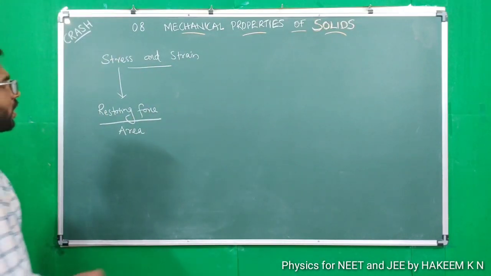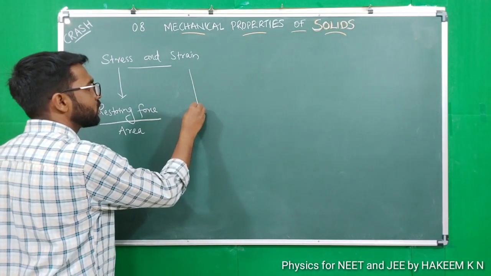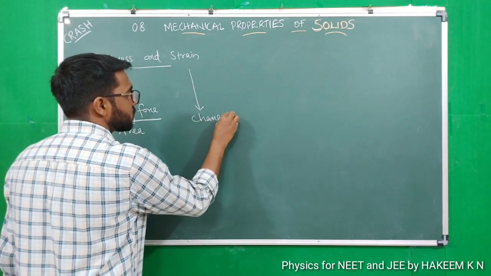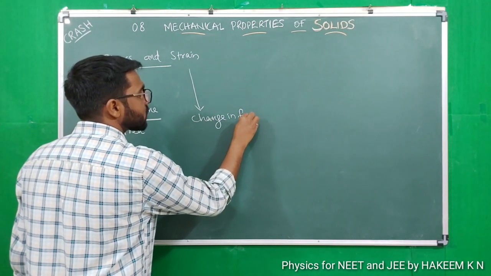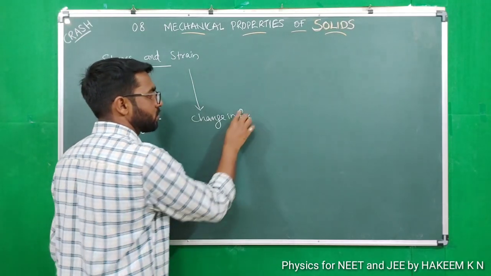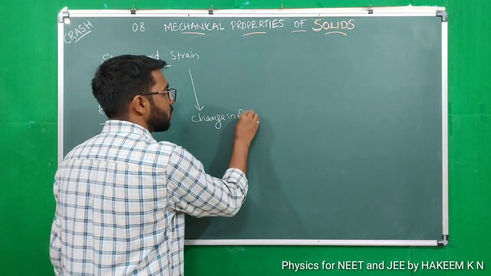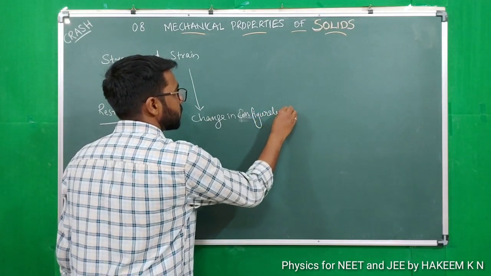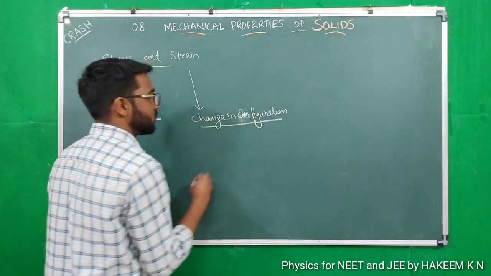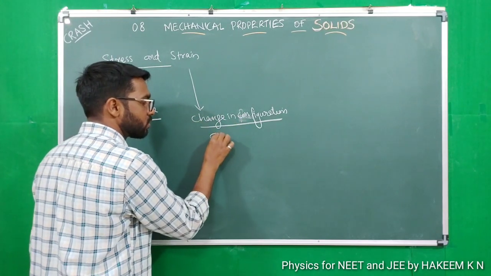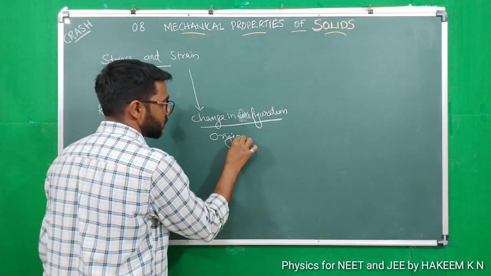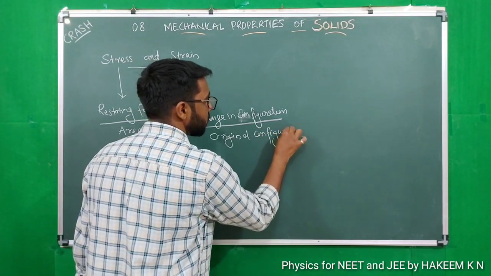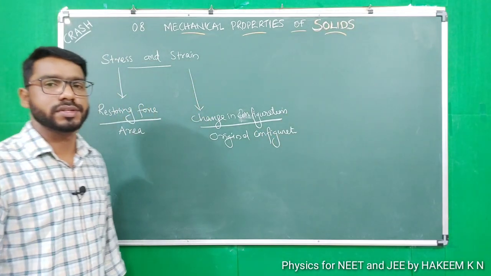Okay. And what is a strain? Strain is the fractional change in configuration. Fractional change means change by original. Change in configuration by original configuration.